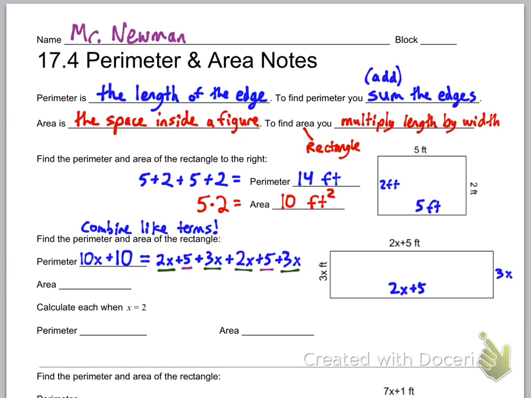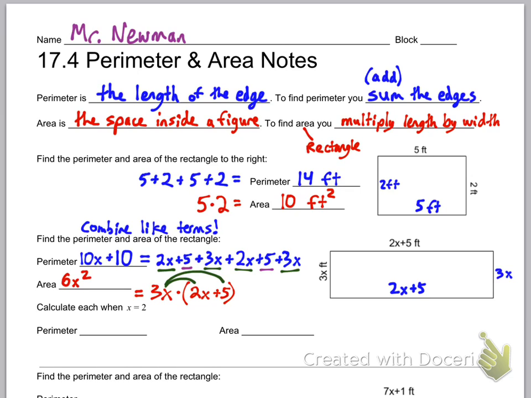To find the area, we're going to multiply the length times the width. So 3x times (2x plus 5). Here, don't forget the parentheses, it's very important that you're multiplying the entire width by the entire length. When you include those parentheses, we now need to multiply across the parentheses, and we use the distributive property for that. 3x times 2x and 3x times 5.